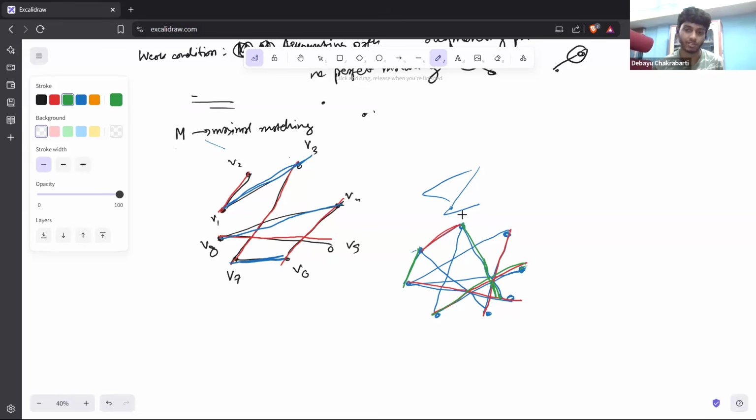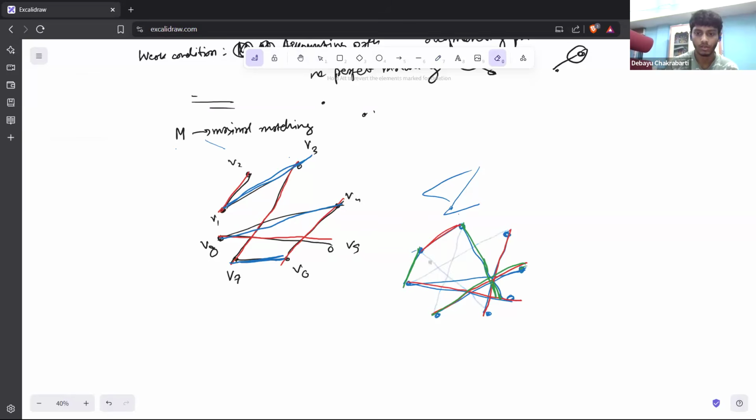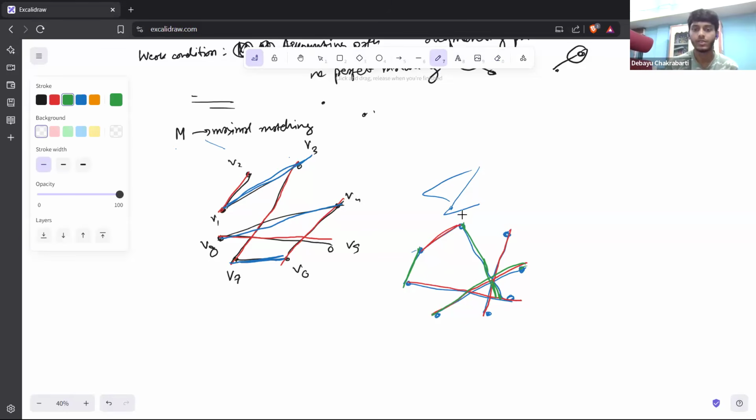This is also a matching, right? The green one is also a matching. Now, what happens when you remove the blue edges? Is this a path this time? Okay, now you have lines and cycles. You have a cycle, and the cycle is even, right? It has four vertices.